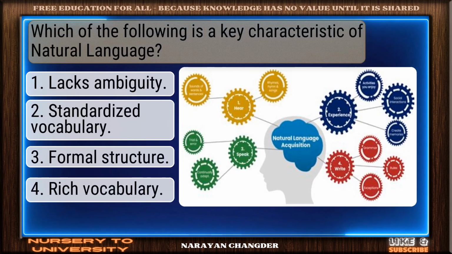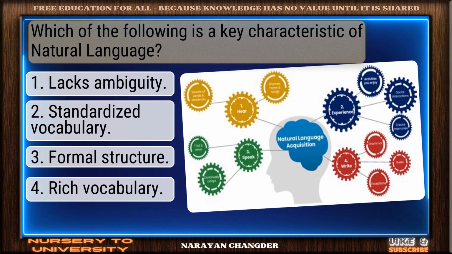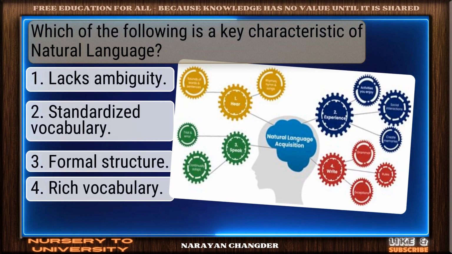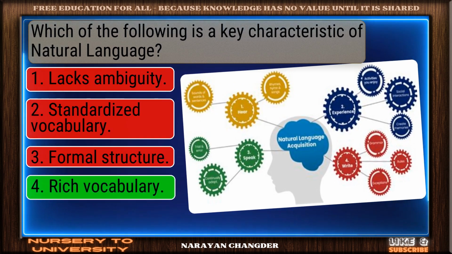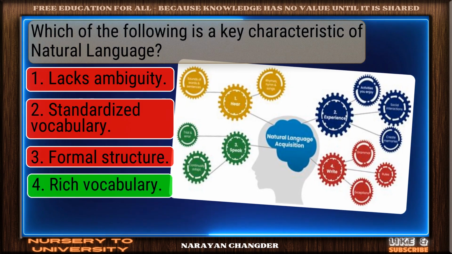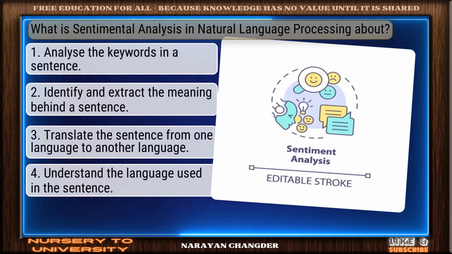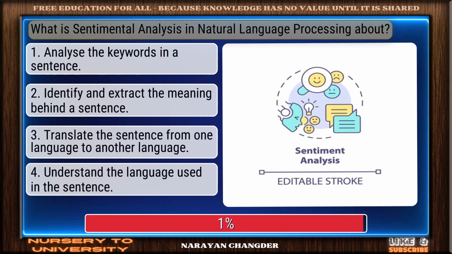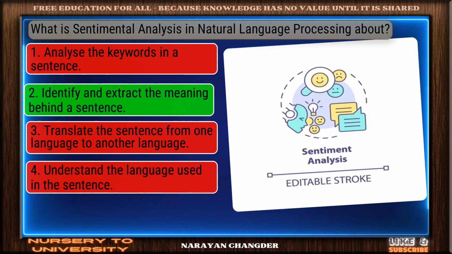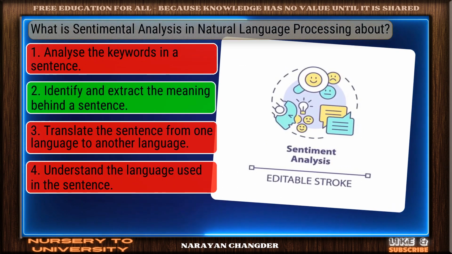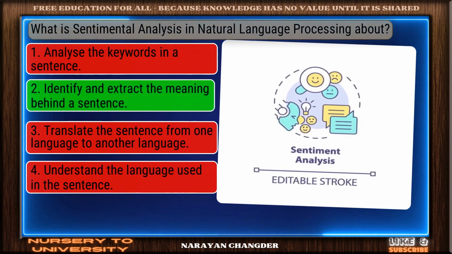Question number 18. Which of the following is a key characteristic of natural language? Strong choice. Rich vocabulary is the right answer. Question number 19. What is sentiment analysis in natural language processing about? Excellent choice. Identify and extract the meaning behind a sentence is the right answer.